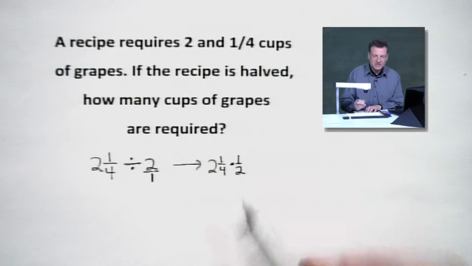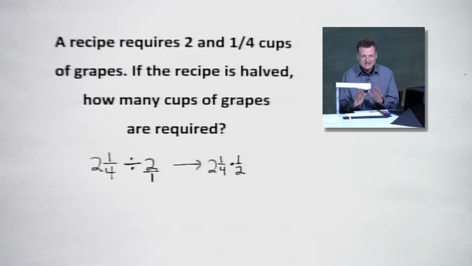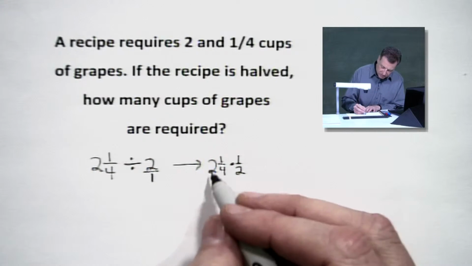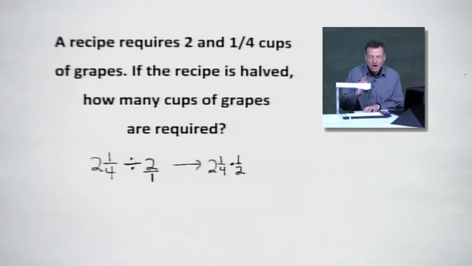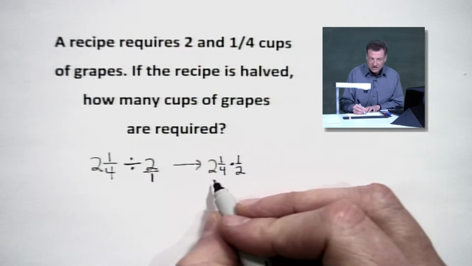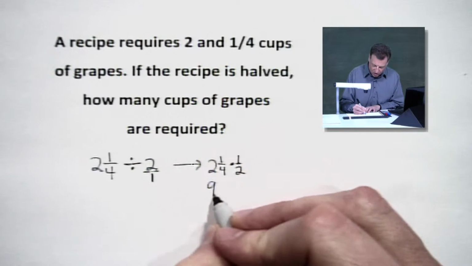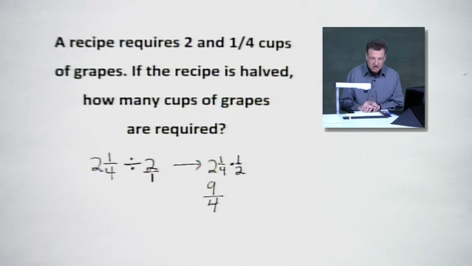But first we've got to do something with that 2 1/4, all in one step. It's going to be time for an improper fraction situation. So 2 times 4 gives us 8. We're going to add that 1 to that, and it's going to be 9/4.